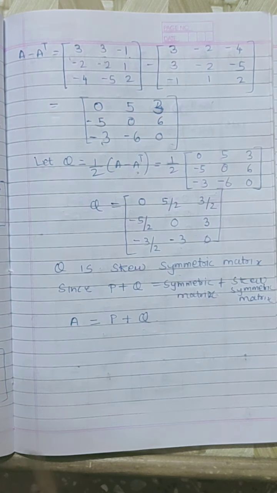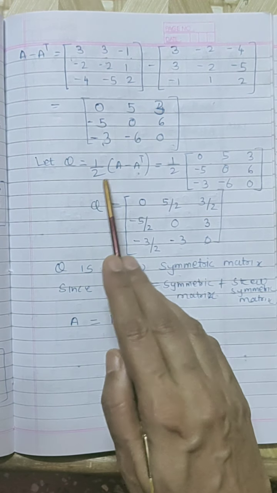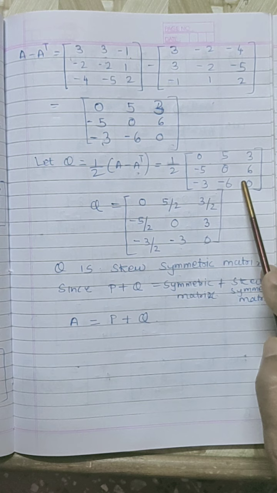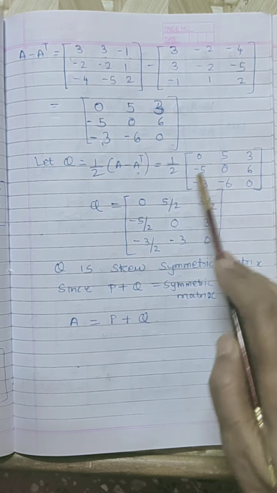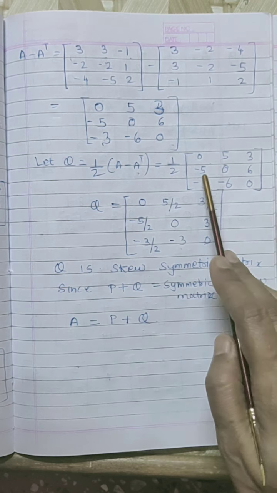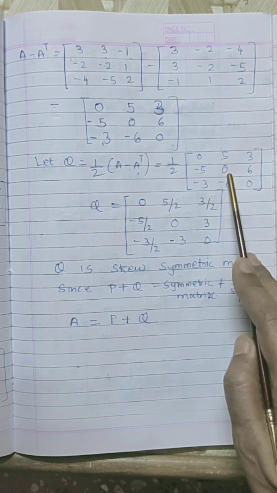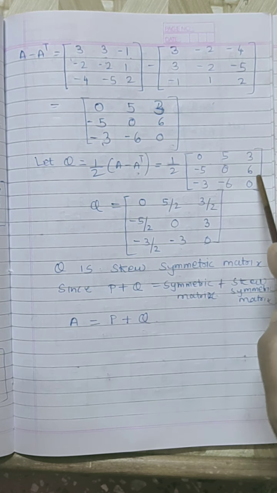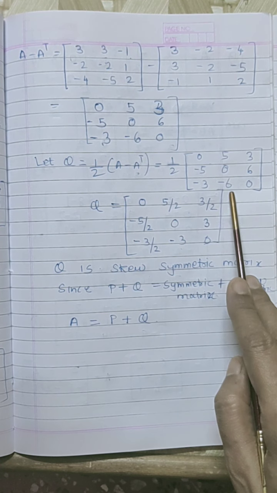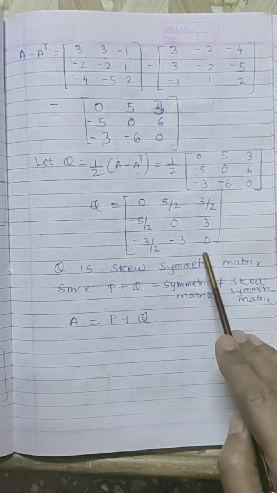Now we have to multiply it by half. So let Q is equal to half into A minus A transpose, that is half and this matrix. Multiply this half inside. So 0 into half is 0, then 5 by 2, 3 by 2, minus 5 by 2, 0. 6 by 2 is 3, minus 3 by 2, minus 6 by 2 is minus 3, and this 0.